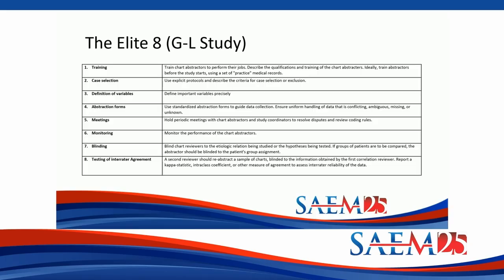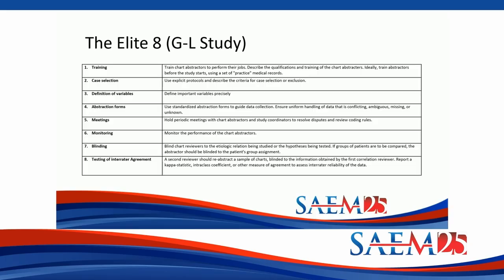Monitoring should be done, especially this is referring to the chart abstractors, that there's some predefined technique that you're going to use to monitor them. Blinding, very important to reduce bias in most cases. And then the testing of inter-rater agreement, which I think is something a lot of people miss. A lot of people forget this part. So that's an important way to assess the risk of bias in your study.